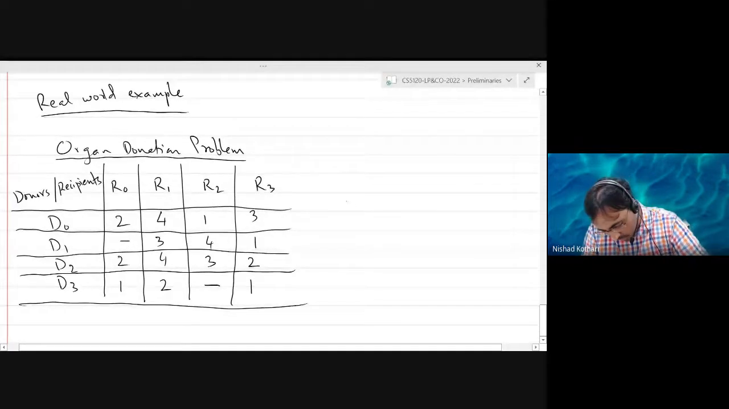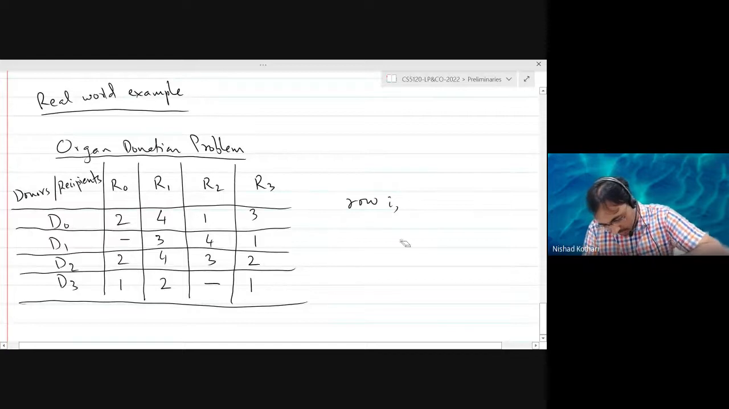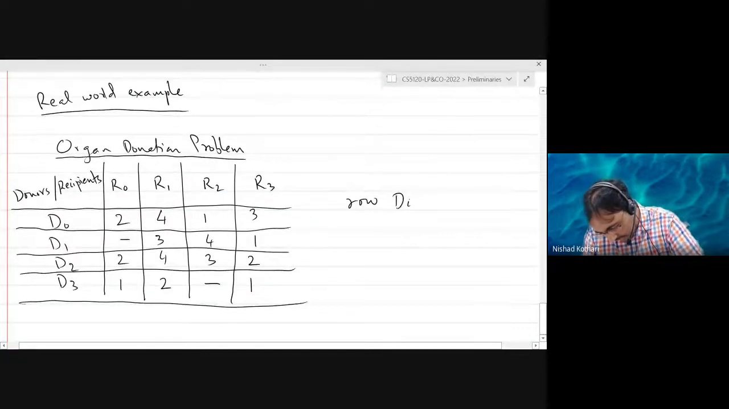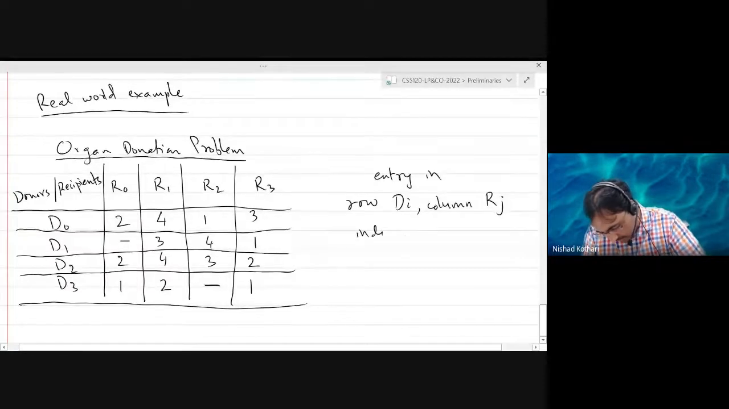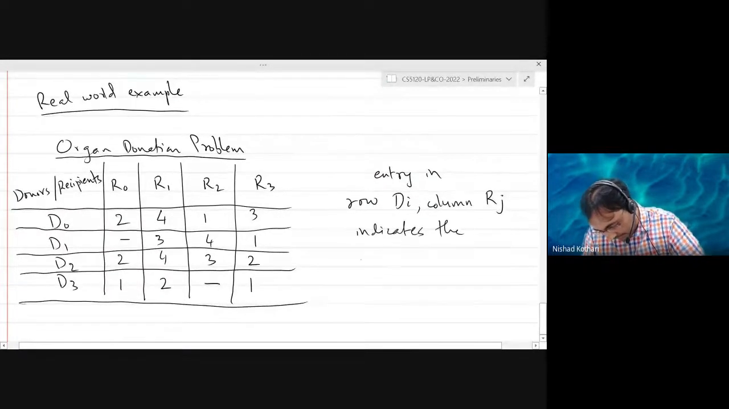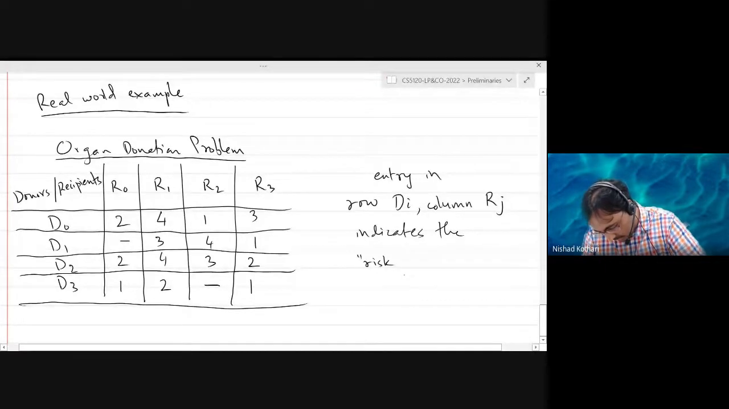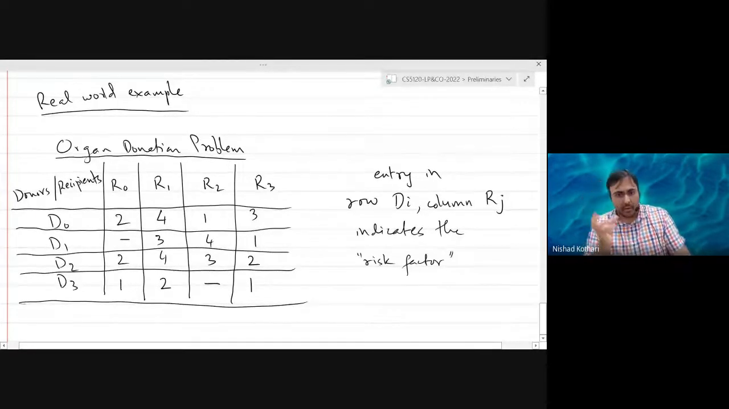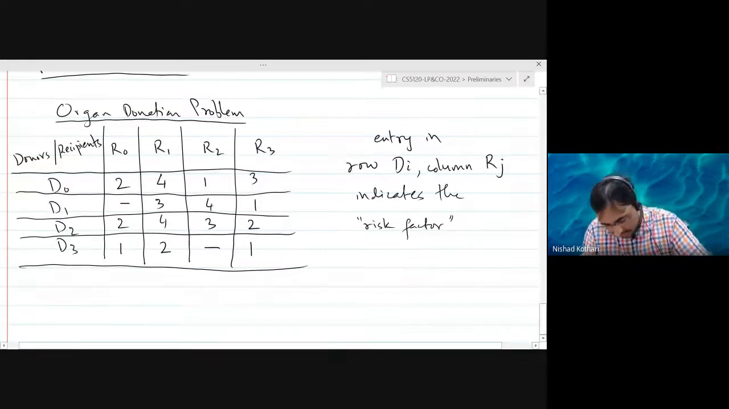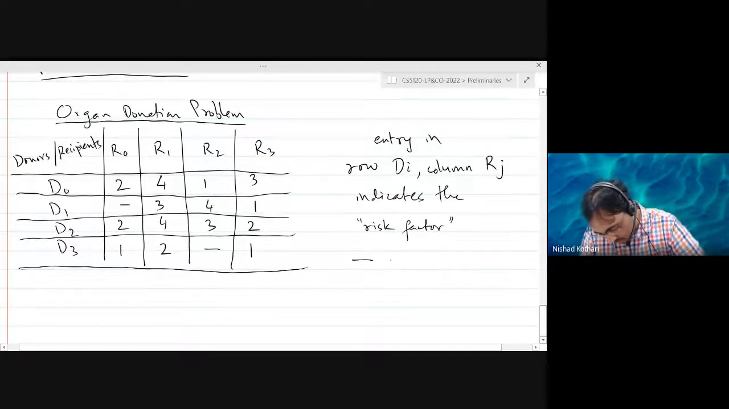So row di, and column rj, the entry in this place indicates the risk factor. The lower the risk, the more compatible are those two people, the donor and the recipient. And in particular, if I put a hyphen, it means that the two are incompatible. You can think of this as being a risk factor of infinite.